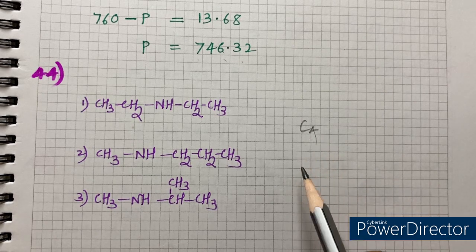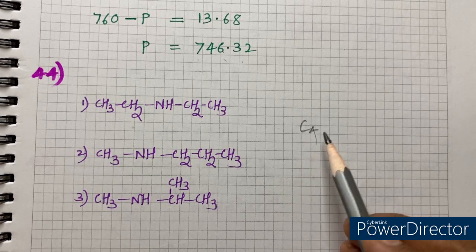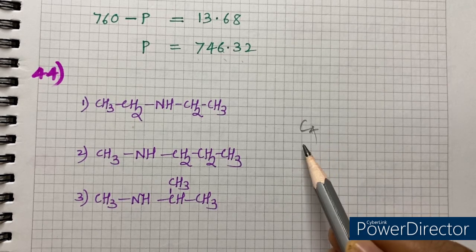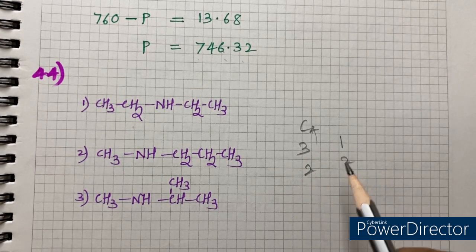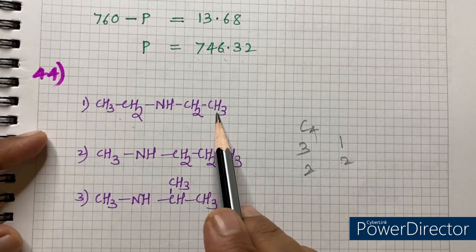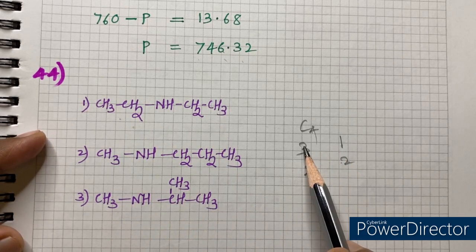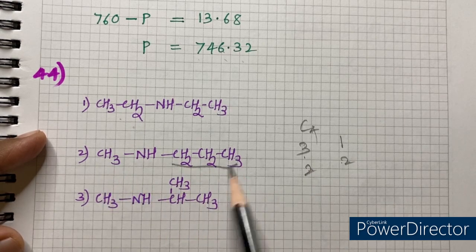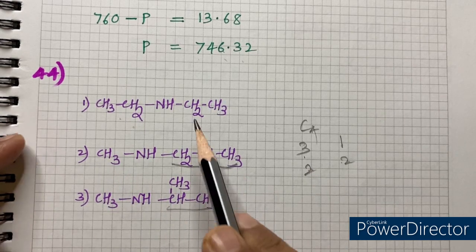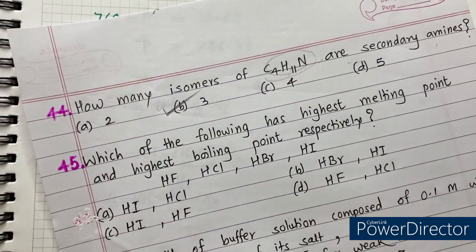See here. C4 means the possibilities for secondary amine are either 3, 1 or 2, 2 carbon atoms. Carbon 2, 2 that is diethylamine. 3, 1 that is either N-propyl or isopropyl. That is here N-propyl and isopropyl. That is total 3 secondary amines, that is this one.